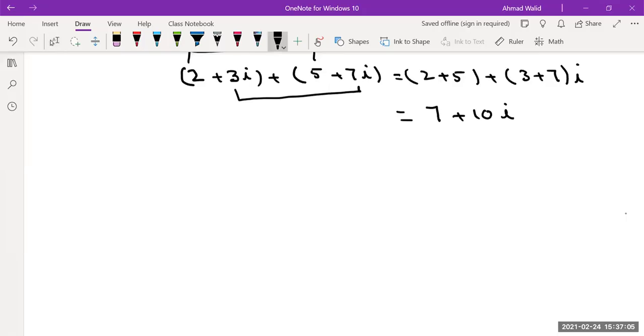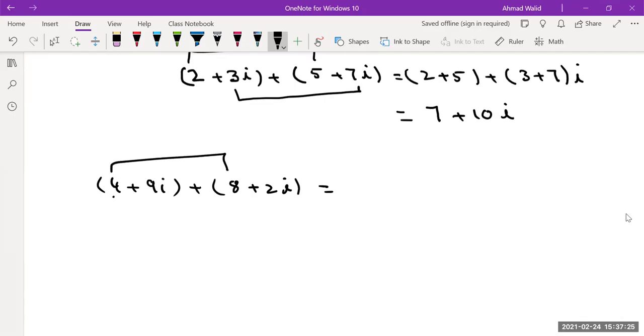But the easy way, let's do another one, 4 plus 9i plus 8 plus 2i. I don't want to show all the steps. As soon as I learn the rule, I know I will add 4 with 8, which gives me 12, plus, I will add 9 with 2, which gives me 11, and I put i. My answer is 12 plus 11i. I told you this section is really easy, correct?